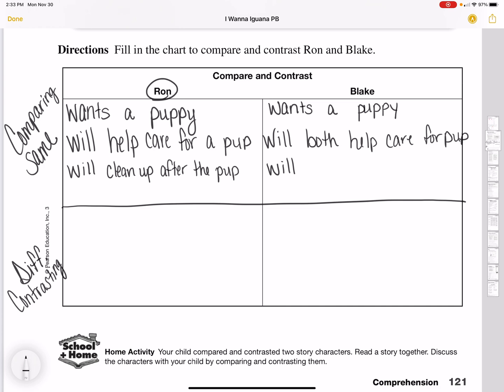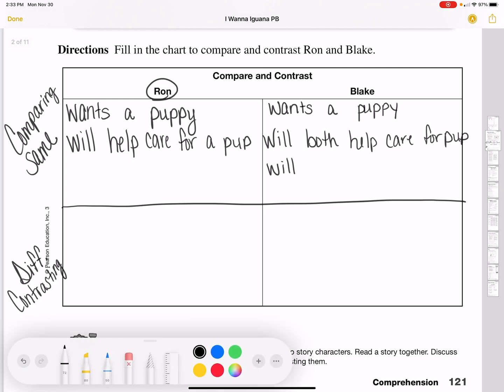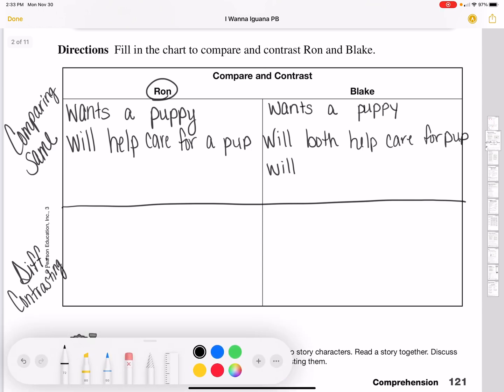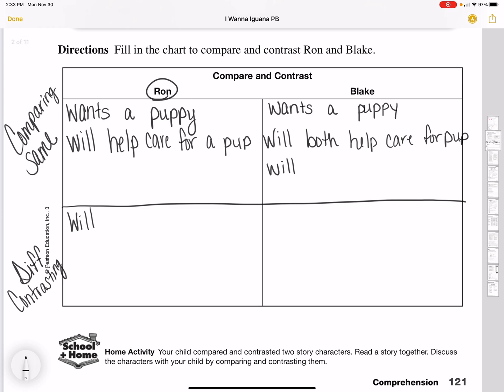oh no, I bet all of you at home were like, no, Miss G, you're messing up. I did. I wrote that in how they are the same. That is one way they are different. I'm so sorry if you wrote that with me. If you did, just change your line to be above it or whatever, but I'm going to fix it. Will help clean up after the pup.